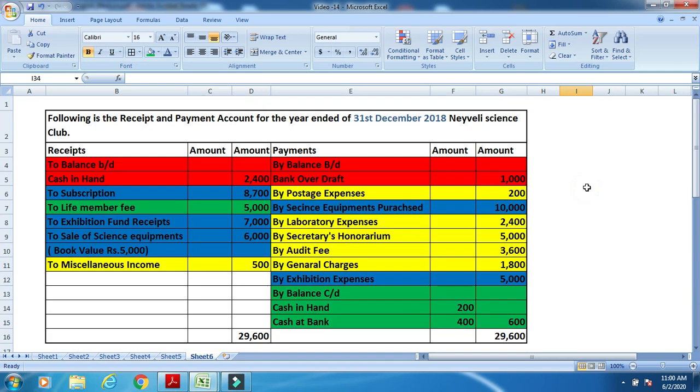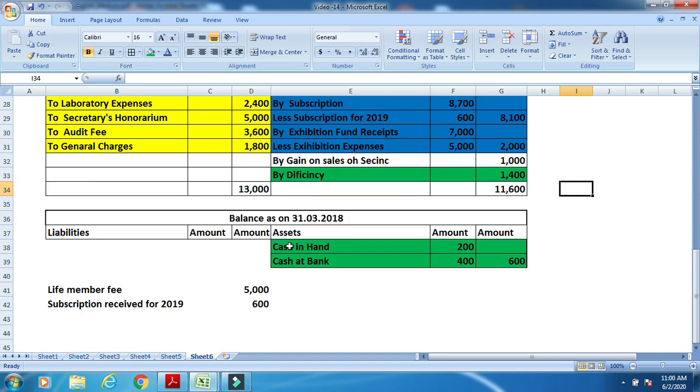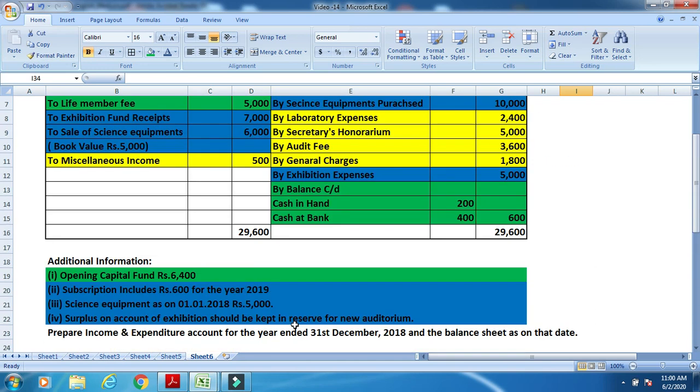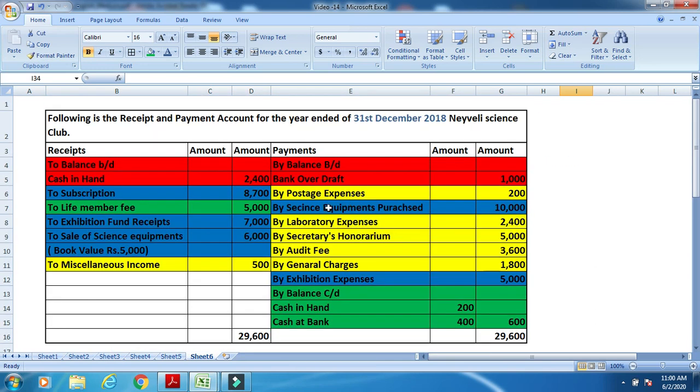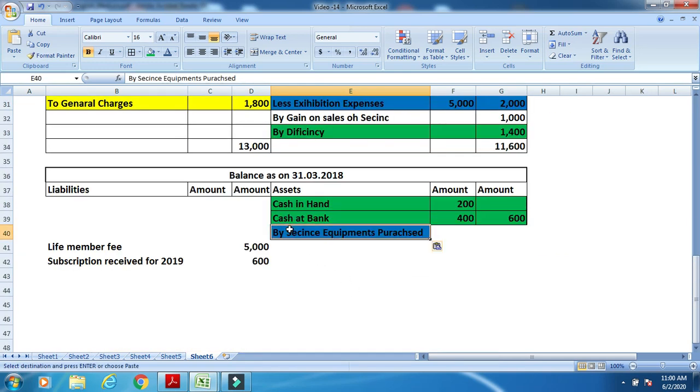What is the next one? Next, go through the receipt and payment account, whatever is in blue color. Exhibition fund receipts are already considered. The sale of science equipment. Science equipment is an asset. We mention it on the asset side. What is the science equipment purchase? Already given. Here, science equipment mentioned 10,000.